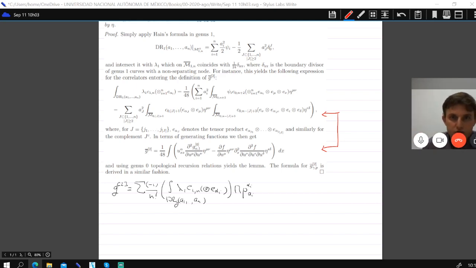Then in the u variables, what we do is we just take the sum, and we take the coefficient of E1 through En to the power Tn in this expression, in this integral.